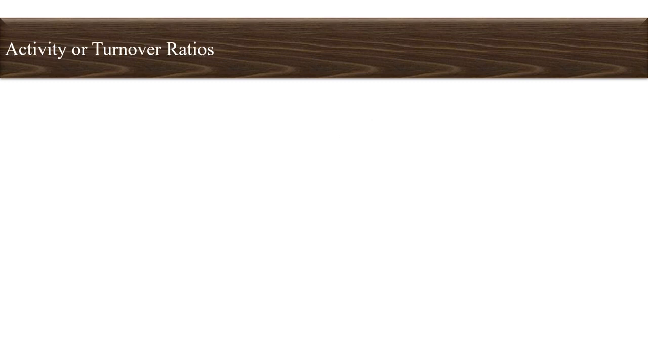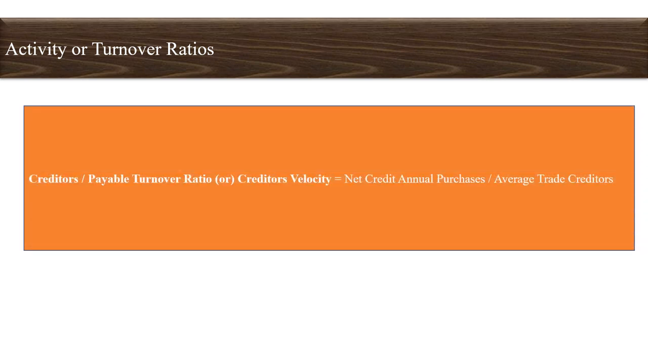Next, creditors turnover ratio. This ratio shows on average the number of times creditors are turned over during a year. A higher ratio indicates quick settlement of dues, and a lower ratio reflects liberal credit terms granted by suppliers. Creditor turnover ratio is equal to credit purchases divided by average trade creditors.